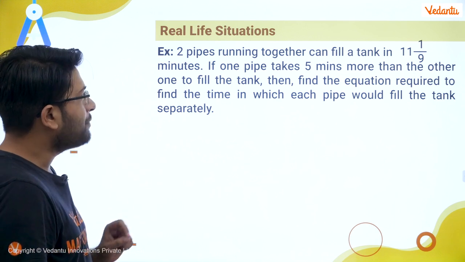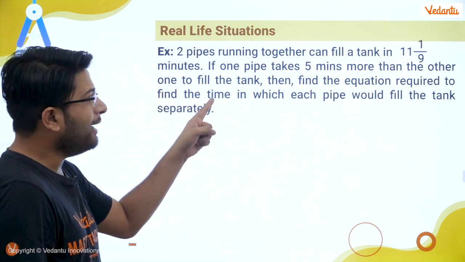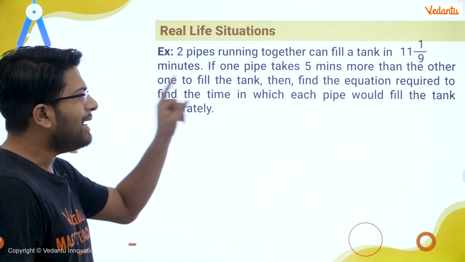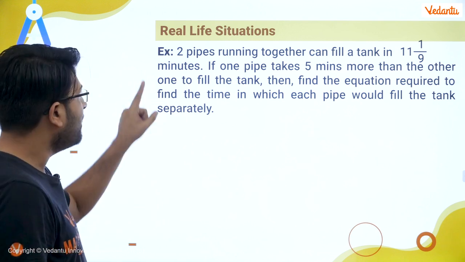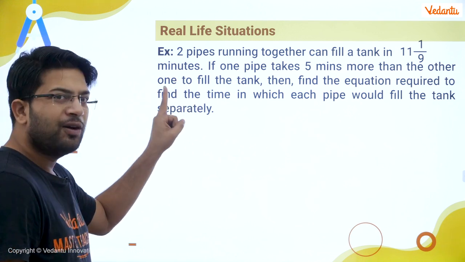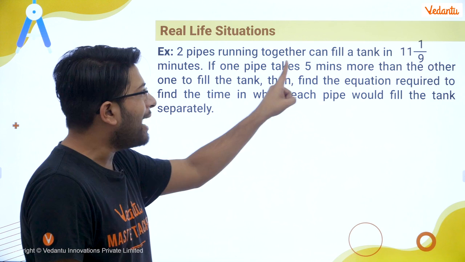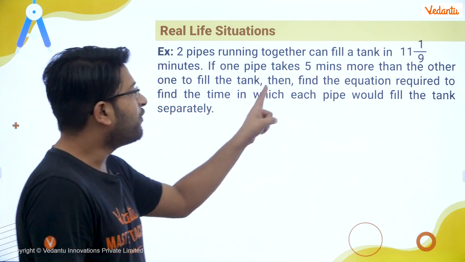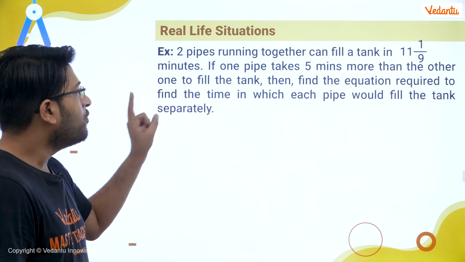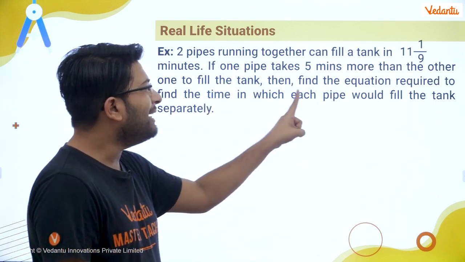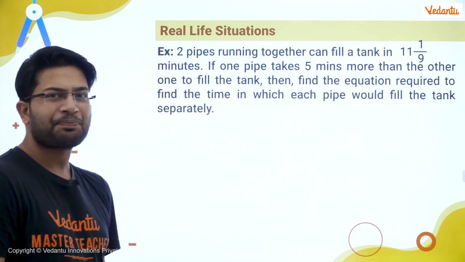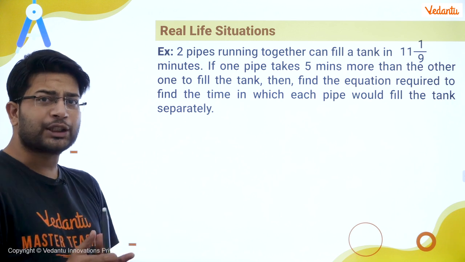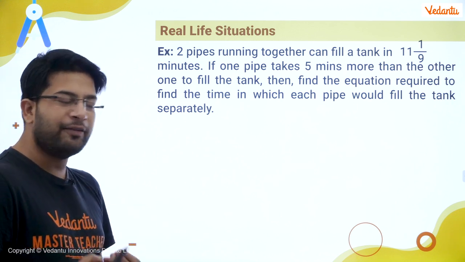If there are two pipes running together, they can fill a tank in 11 and 1/9 minutes. If one pipe takes 5 minutes more than the other pipe to fill the same tank, then find the equation required to find the time in which each pipe would fill the tank. That means we have to make the equation in the form of a time variable.